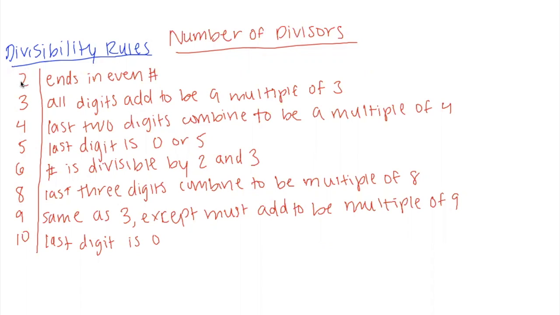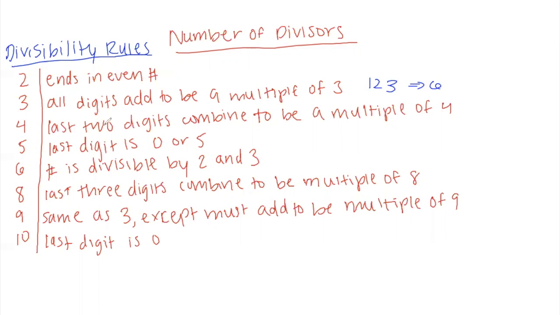And I'm pretty sure everyone knows the divisibility rule for number 2. That is if the number ends in an even number. So if it ends in 0, 2, 4, 6, or 8, then the whole number is divisible by 2. For 3, if all the digits add up to be a multiple of 3, that is when the entire number is a multiple of 3. So for instance, 123, the digits add up to be 6, and 6 is a multiple of 3, therefore the whole number is a multiple of 3.